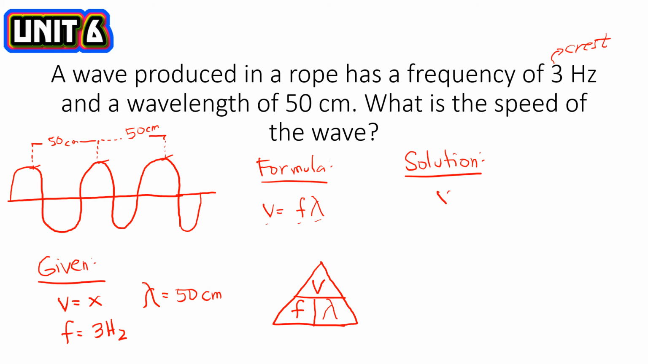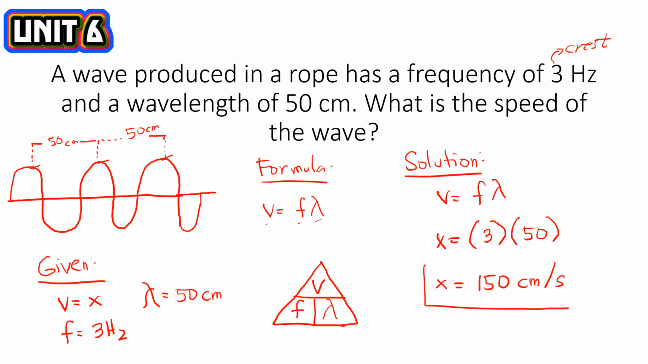So we have speed equals frequency times wavelength. Your speed is x, which we don't know yet. So we have here your 3. I will remove the unit for convenience and then multiply by 50. So 3 times 50, you will get around 150 centimeters per second. So this is the value of your speed.